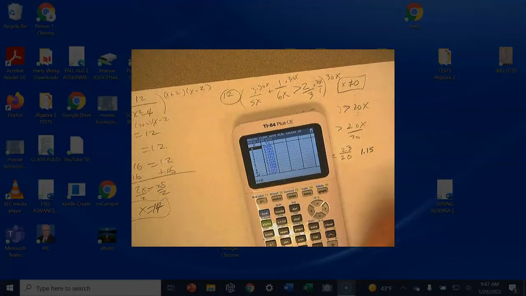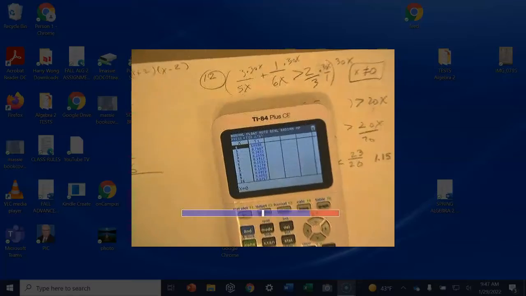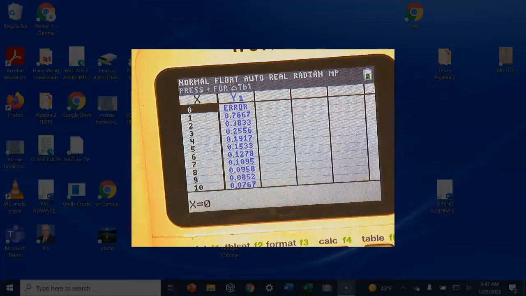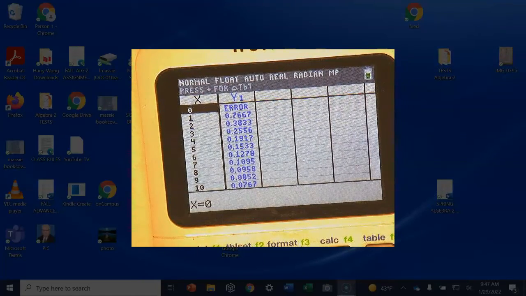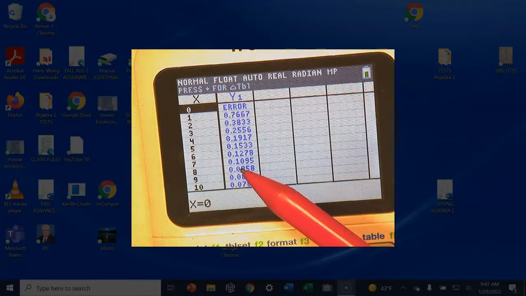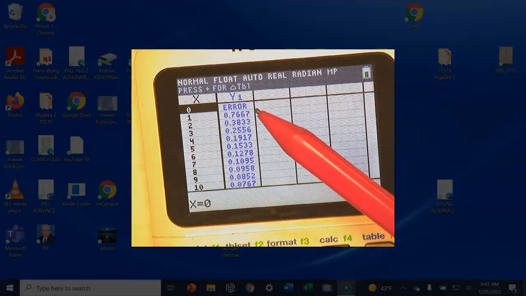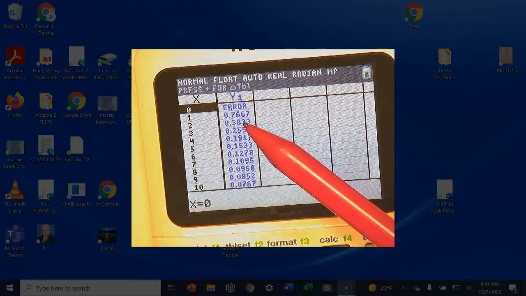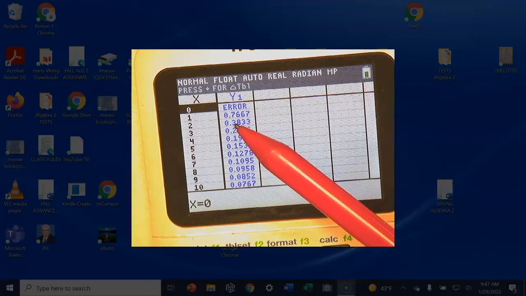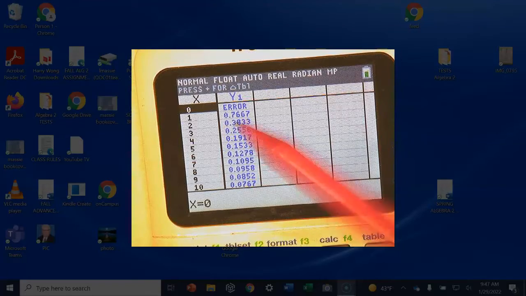Oh, look, the reason that one says error is because you can't divide by 0. I mean, think about it. You can't divide by 0. And we know that these have got to be bigger than 2/3. Well, 2/3 is 0.666666. And look, once it goes to 2, we're not good.